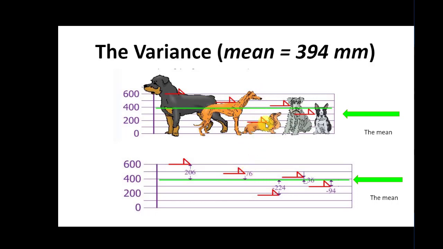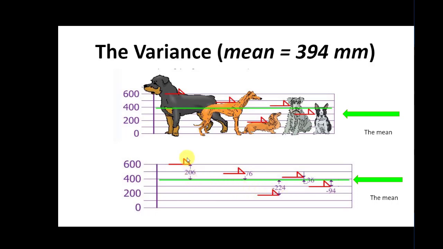This little dachshund, it's 224 millimeters less than the mean. This little schnauzer looking dog is just a little bit taller than the mean, only 36 millimeters taller than the mean. And then this little French bulldog or whatever that is, here's his shoulders, and he is 94 millimeters less than the mean.